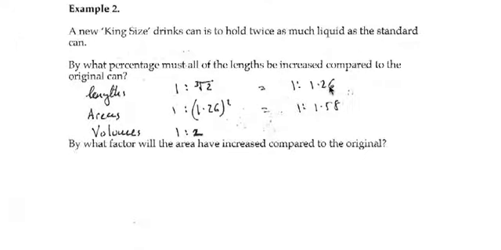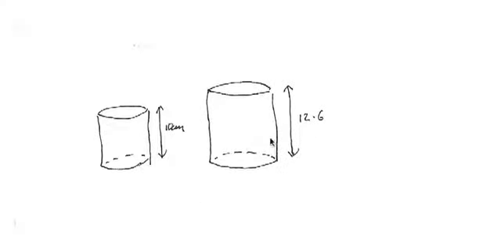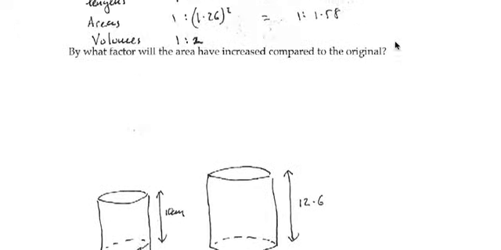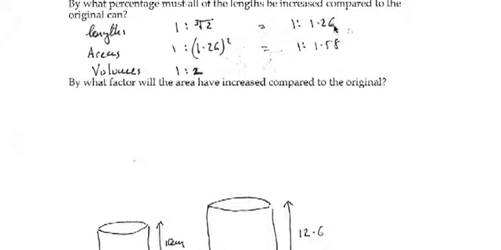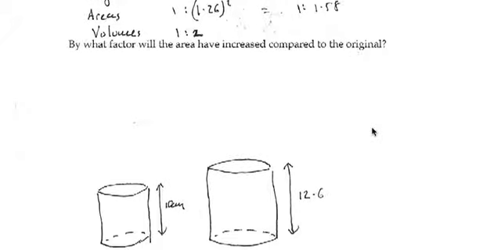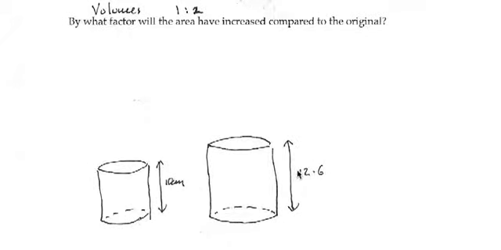And whatever happens to the length, the square of that happens to the area. So the area has gone up by 58%. So even though this can only looks like it's a quarter bigger, it's gone up by 1.26. So a 10 centimetre can, for example, would turn into a 12.6 centimetre can. It contains double the volume.